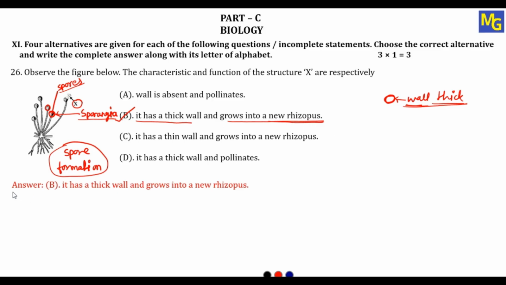So I wrote the answer here. We have to write the letter of alphabet, that is B, and then write down the whole answer according to the question. So remember this, how to answer the question. It is given that we have to complete the answer along with its letter of alphabet. So remember, write B and then write the answer. This was the answer for 26. Now we are going to move on to the next question on the next page.